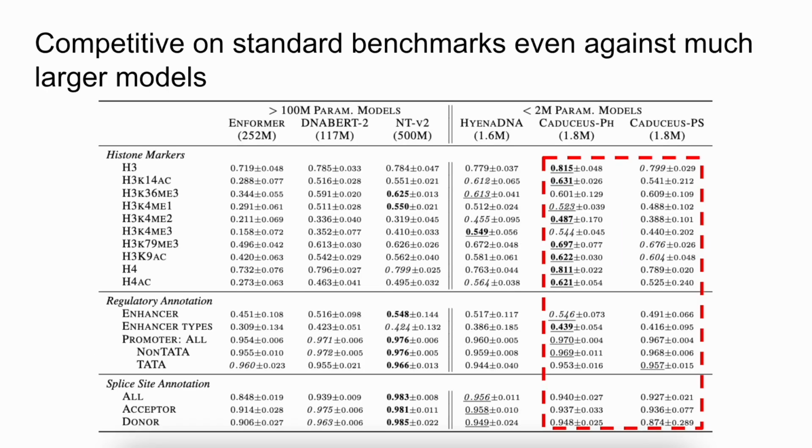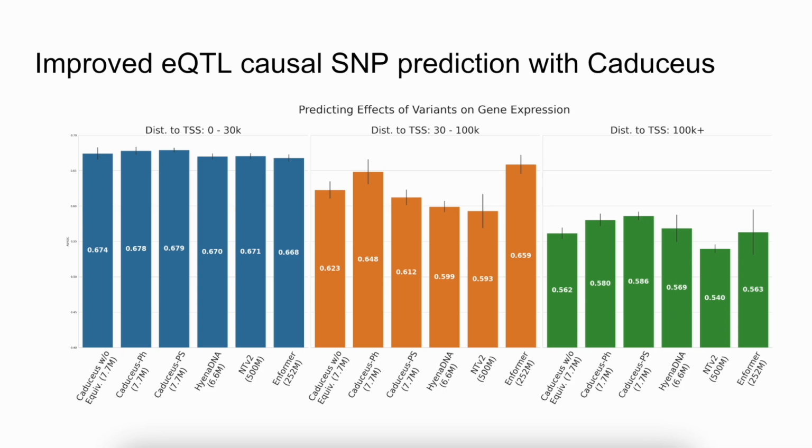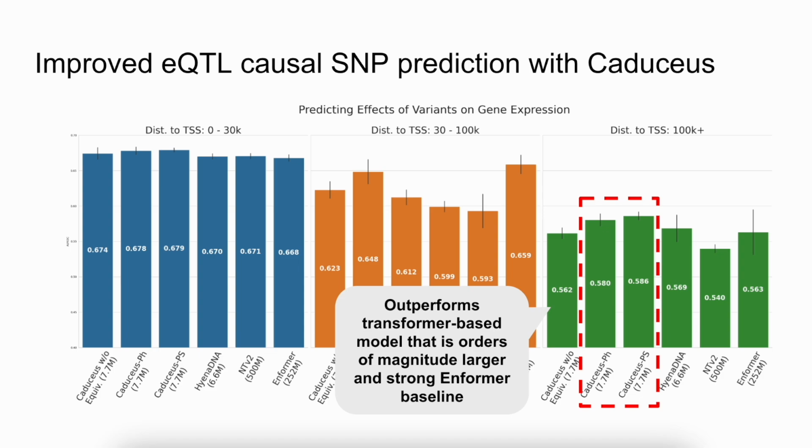On downstream tasks, we also see that Caduceus outperforms other DNA language and supervised models, even those with orders of magnitude more parameters. Notably, on the task of classifying causal eQTL SNPs or mutations, the Caduceus model outperforms HyenaDNA and a much larger Nucleotide Transformer model. It even outperforms a well-regarded supervised baseline, especially for sequences where the SNP is greater than 100,000 base pairs from the transcription start site, which presumably are sequences that require longer-range sequence modeling.